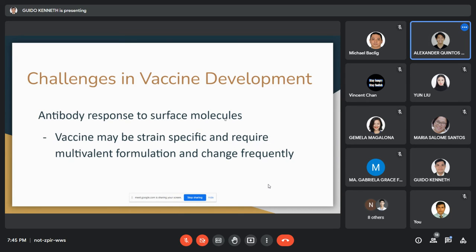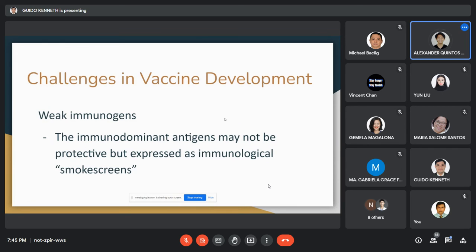There's also the problem of antibody response to surface molecules. Vaccines may be strain-specific and require multivalent formulation and have to be changed frequently. So, next slide, please. Weak immunogens are also a problem. What if the immunodominant antigen may not be protective when inserted into humans for immunological response, but instead it is only expressed as an immunological smokescreen?